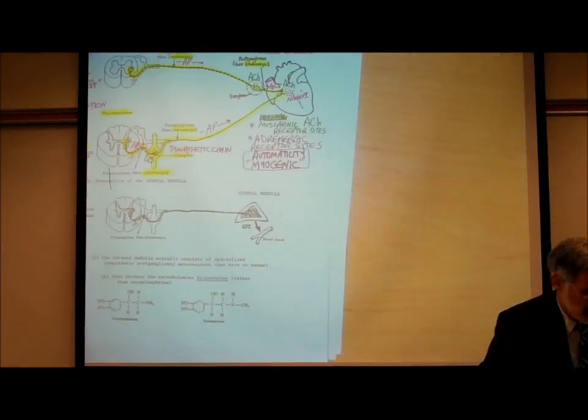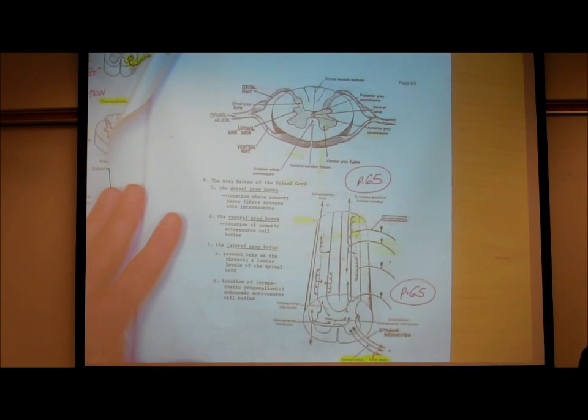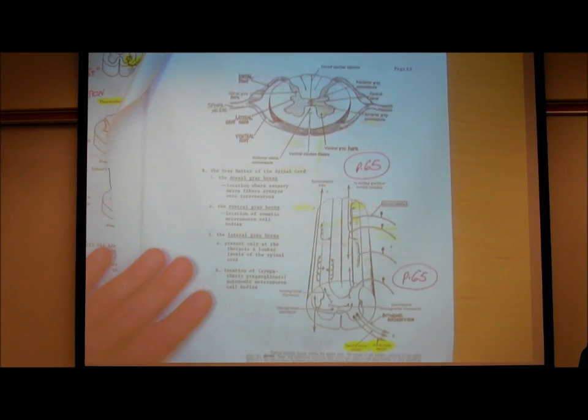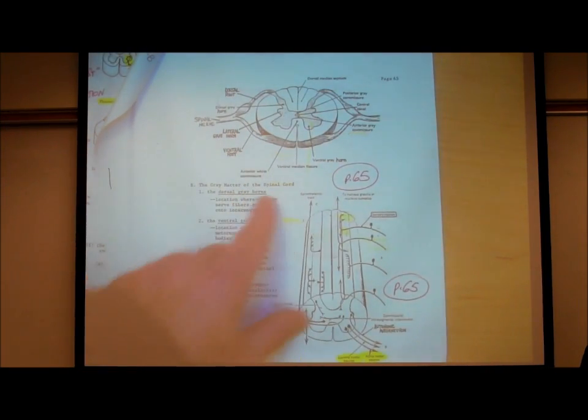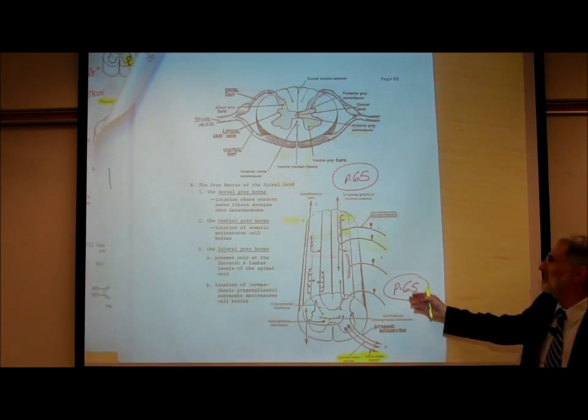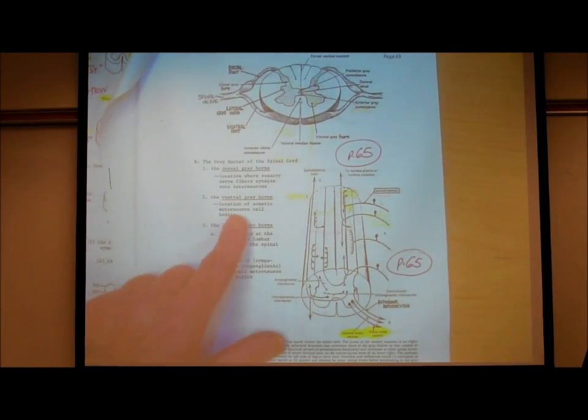On page 65, this was page 65. Remember this? We were learning the spinal cord. And we learned, and hopefully this makes more sense now, what's in the dorsal gray horns. That's where the sensory neurons synapse onto interneurons. What's in the ventral gray horns. That's where the somatic motor neurons originate.